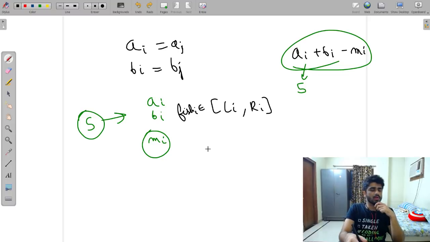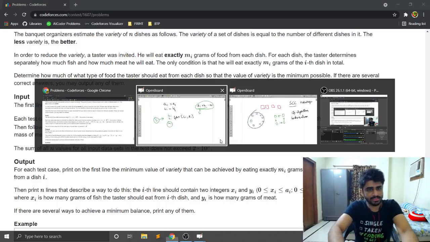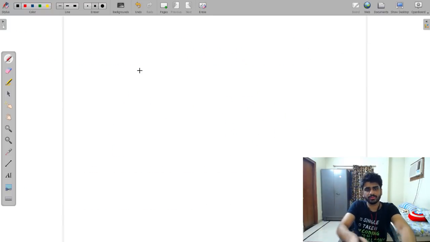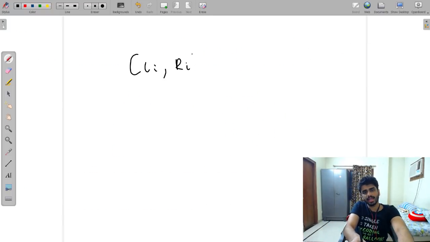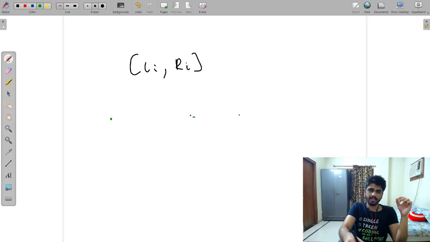Okay, so now what we have to do is we want to have the least variety. So we want to choose the minimum number of points. Basically, we have a lot of segments [Li, Ri], and what we want to do is take a few points on the line such that there is at least one point inside each segment.